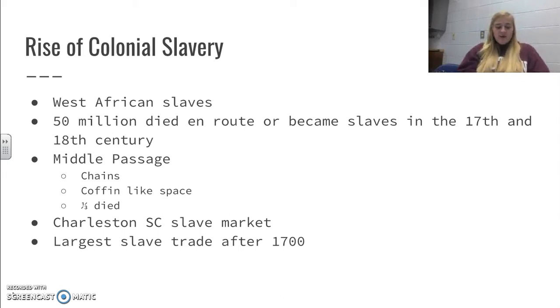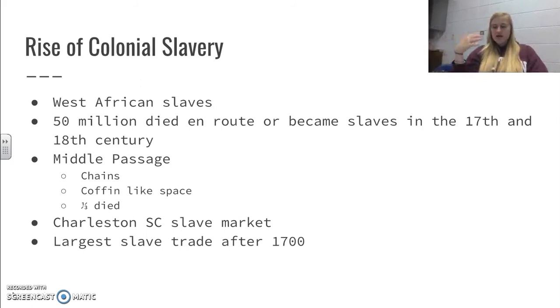Survivors, those that survived the Middle Passage, would eventually be sold at auction blocks in places like Charleston, which was a huge slave market, or Newport, Rhode Island, another huge slave market. This sort of slave trade, the Middle Passage, mostly will start after 1700.